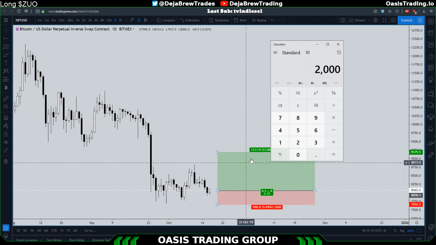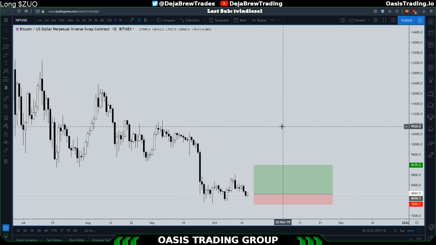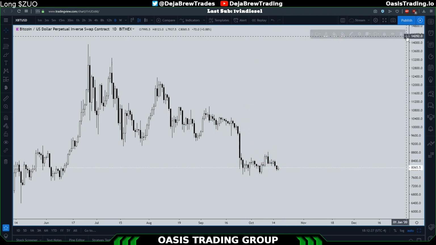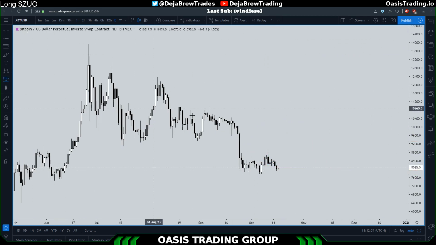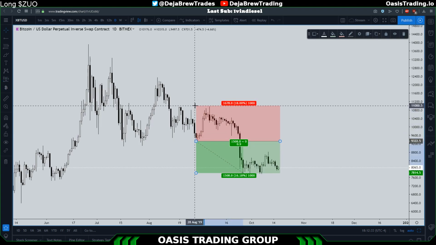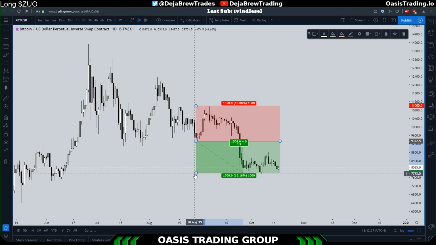So let's say my stop loss, let's do another example here. Let's say I wanted to short this. I want to short the breakdown. My stop loss is 18% away. I don't know why you would do that, but let's just say you are going to do that. Let's just say you're going for a 1-to-1 trade.